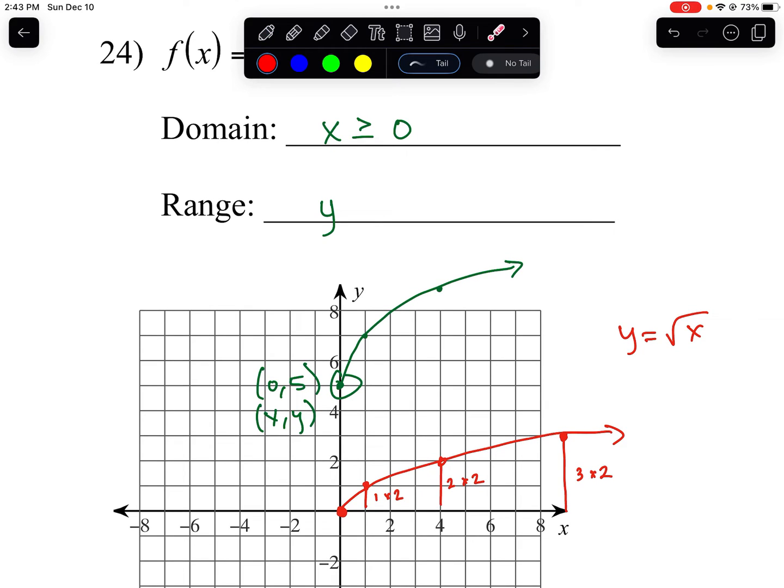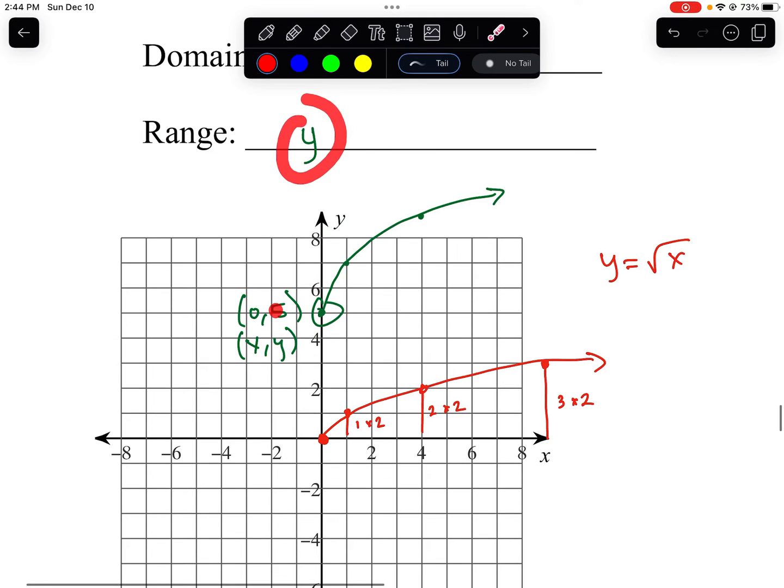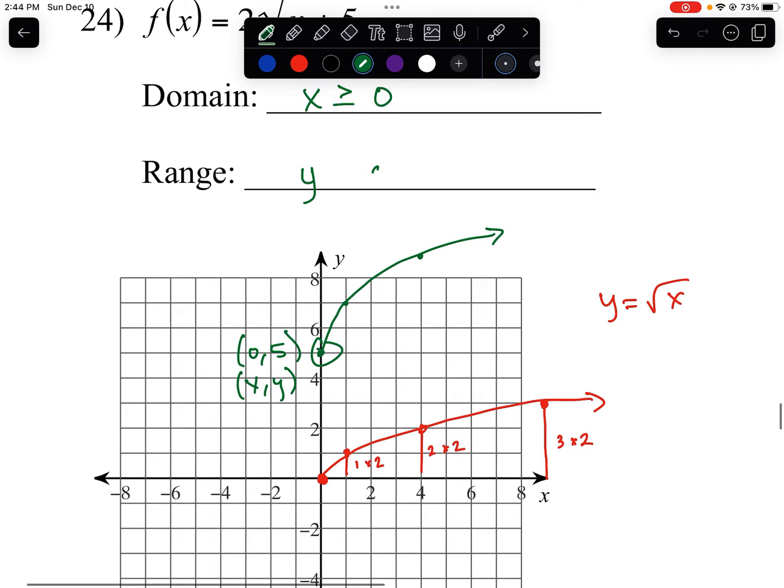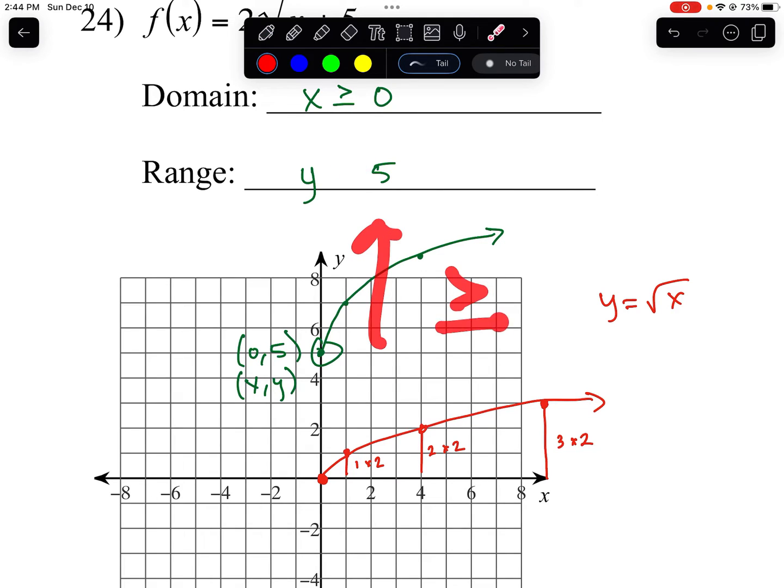For the y value, range is always up or down. That's why we use the y. We start with 5. Now it's just a matter of whether it's going to be greater than or less than. If we move up, that's greater than or equal to. If the function's going to go down from that point, it's going to be less than or equal to. Since the function's moving up, that's greater than or equal to 5. There you go.